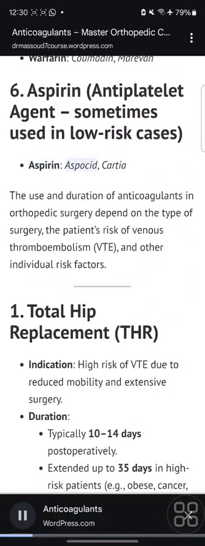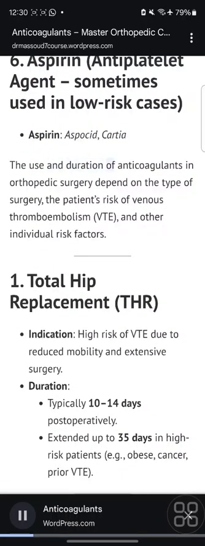Aspirin, Asposid, Cardia. The use and duration of anticoagulants in orthopedic surgery depend on the type of surgery, the patient's risk of venous thromboembolism, VTE, and other individual risk factors.